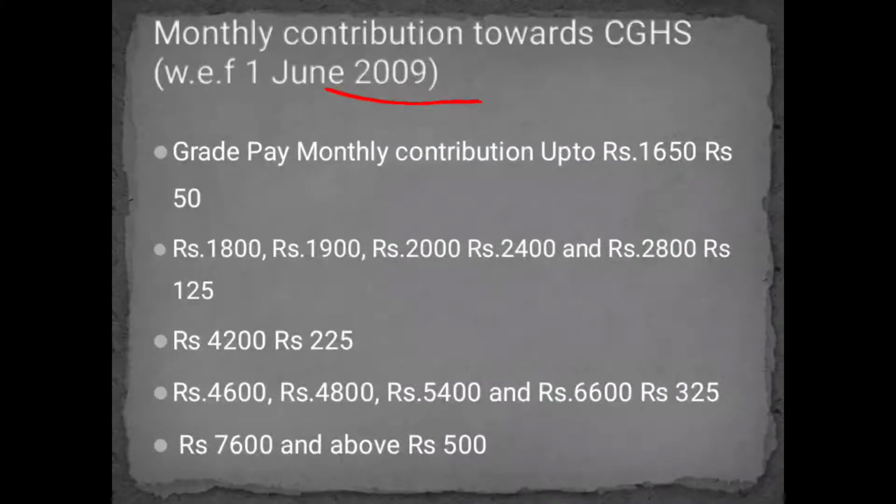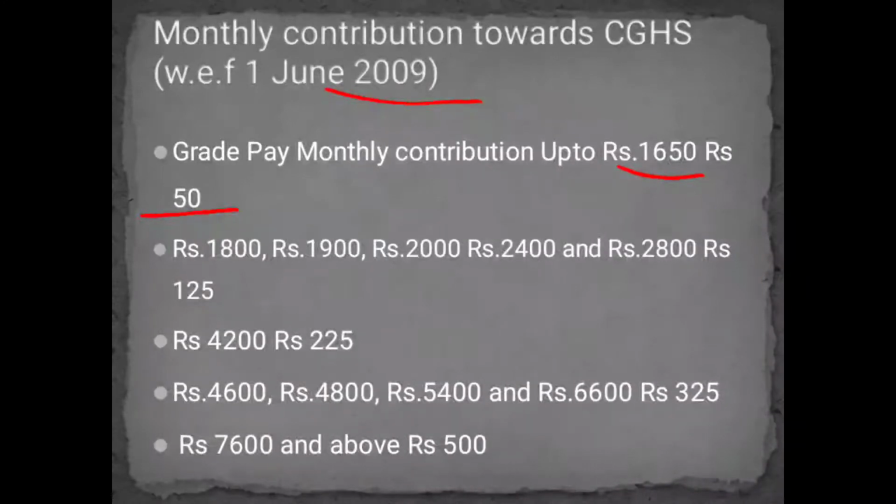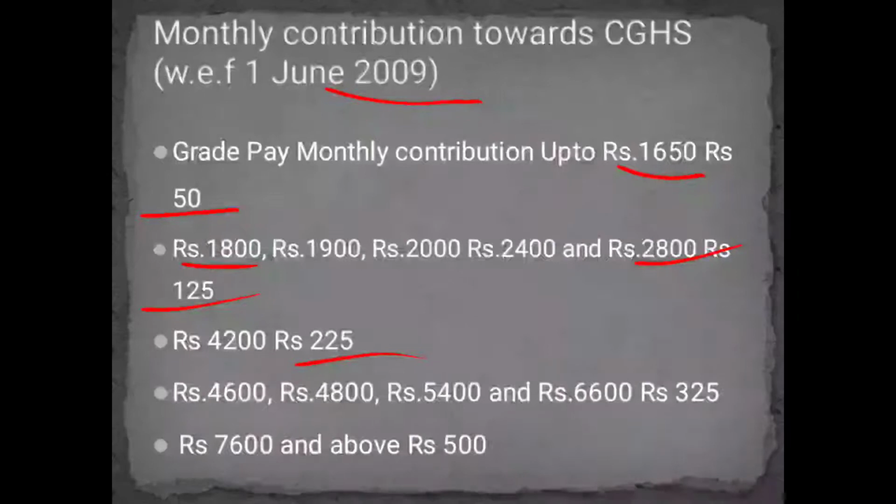Those who have a monthly payment up to 1650, below 1650, salaried people were supposed to pay 50 rupees. 1800, 1900, 2000, 2400 and 2800, means 1800 to 2800, people are supposed to pay 125 rupees. Then 4200, people were supposed to pay 225 rupees. 4600 to 6600, they are supposed to pay 325 rupees. Then 7600 and above, they are supposed to pay 500 rupees per month as their contribution to this fund.